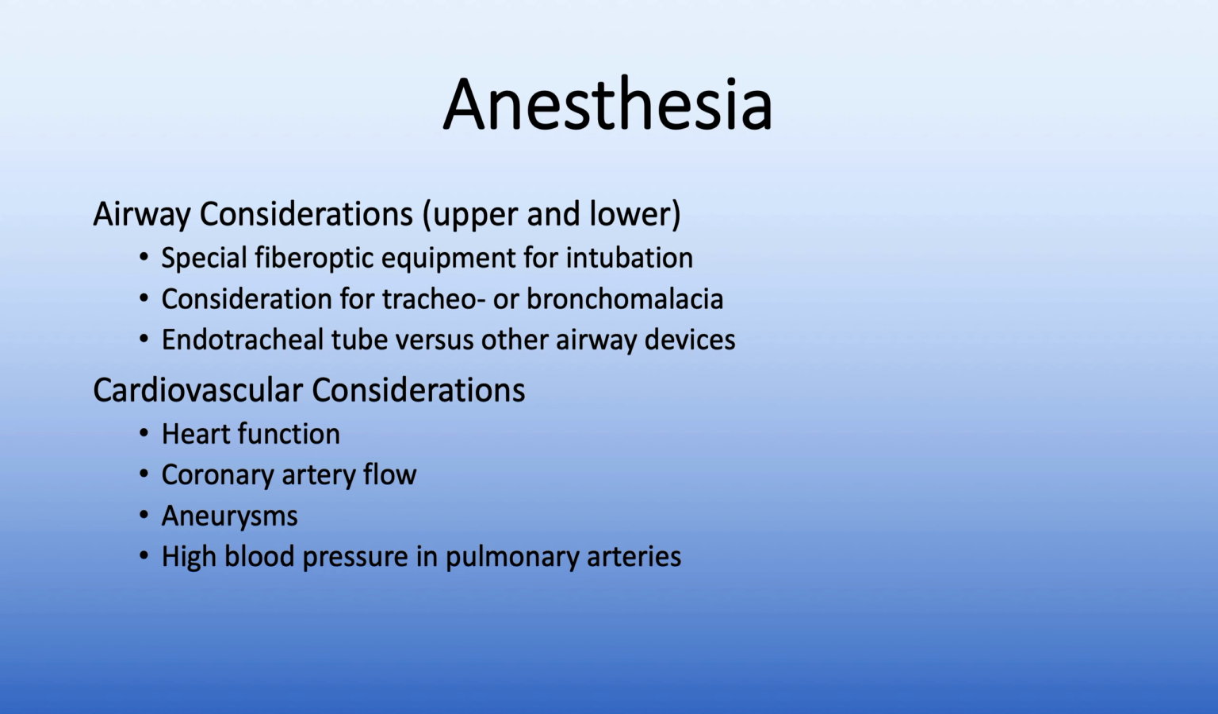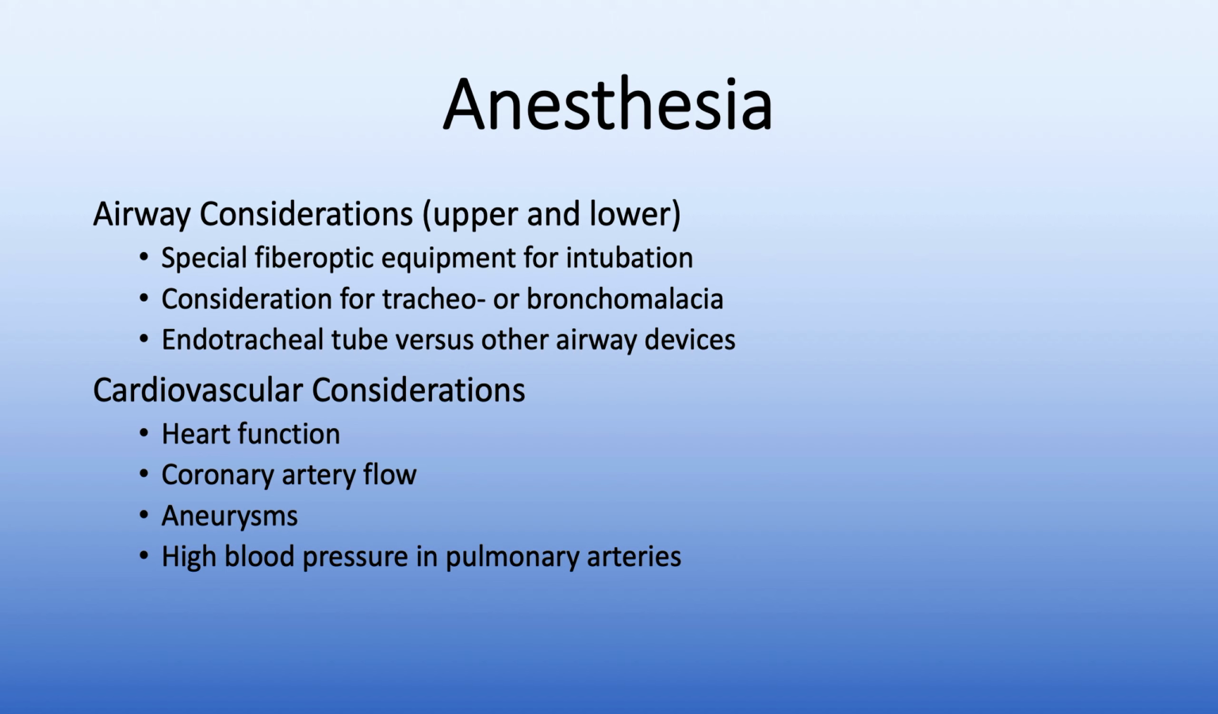So for anesthesia, we have the airway considerations, upper and lower, special fiber optic equipment we may need for putting a breathing tube in for intubation, considerations for tracheal or bronchomalacia, namely air trapping. Sometimes we don't really need a breathing tube. We can use other airway devices, such as a laryngeal mask or just a mask case, or maybe we can just do sedation and let the patient have a nasal cannula while they're asleep and doing their own breathing. Often less is better.